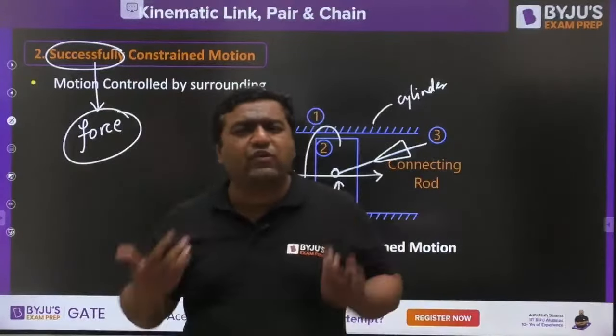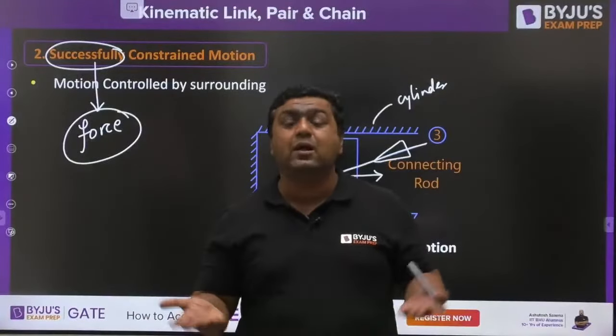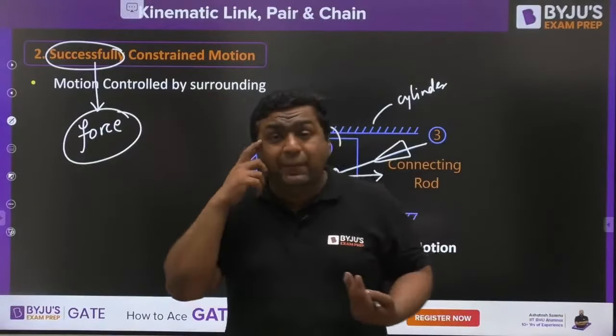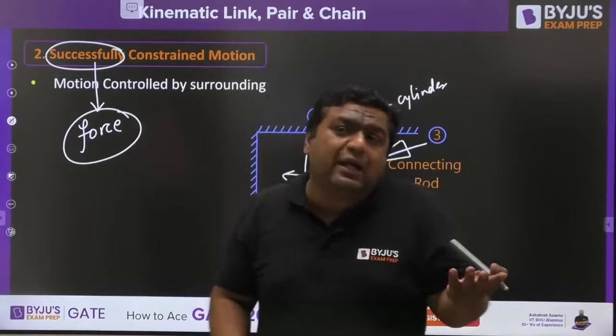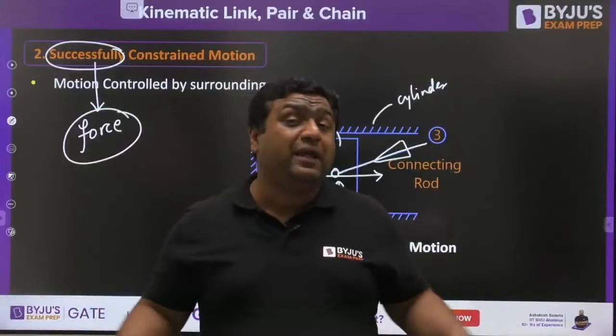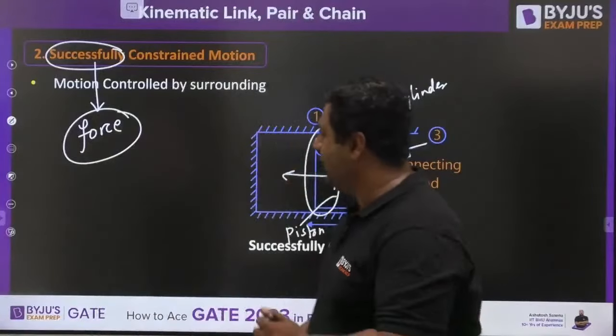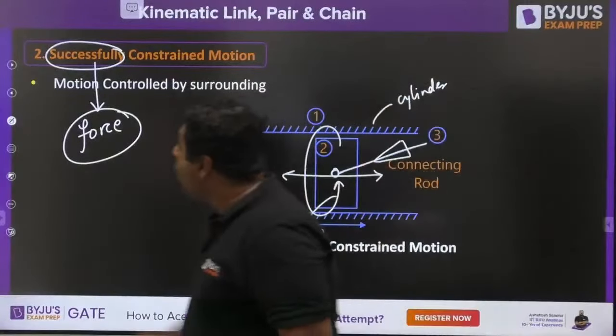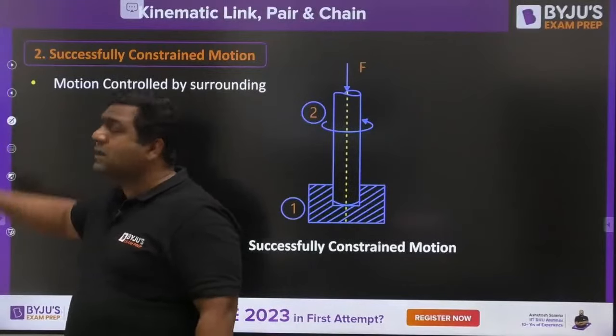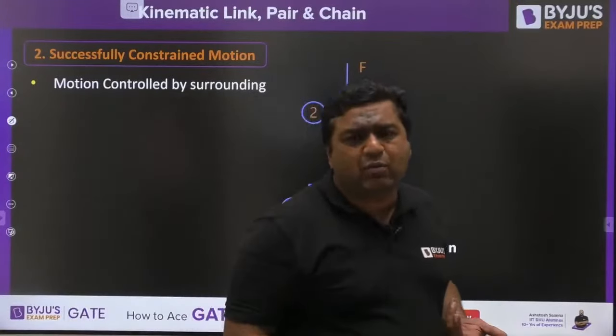Means system configuration was allowing the motion, but we were not allowing it. Means you were having a mind to play cricket, to watch TV and all, but your parents were not allowing that by external force. So successfully constrained. Okay. So my dear, now many of you would also be thinking, sir, why do we want constrained motion?